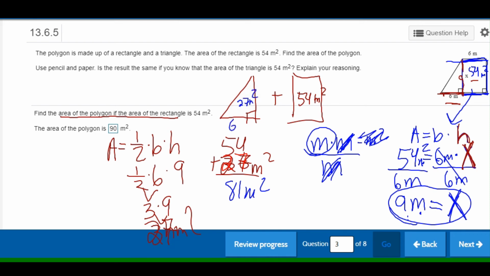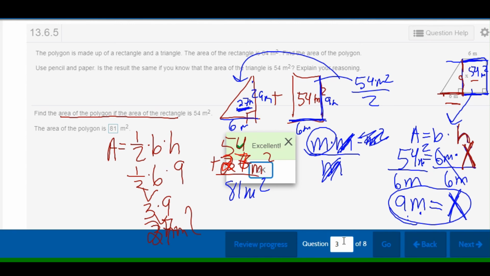And since these both have the same base and the same height, so this is 6 meters and this is 9 meters, they both have the same base and the same height. And we know the area of a triangle is half the area of a rectangle. So if we know that the area of the rectangle is 54 meters squared, we can divide it by 2 to get the area of the triangle. 54 divided by 2 is 27. So we know that the area of the triangle has to be 27 because the base and the height are exactly the same on the triangle and the rectangle. So we have our final answer, which is 81 meters squared and not 90. So 81 meters squared.